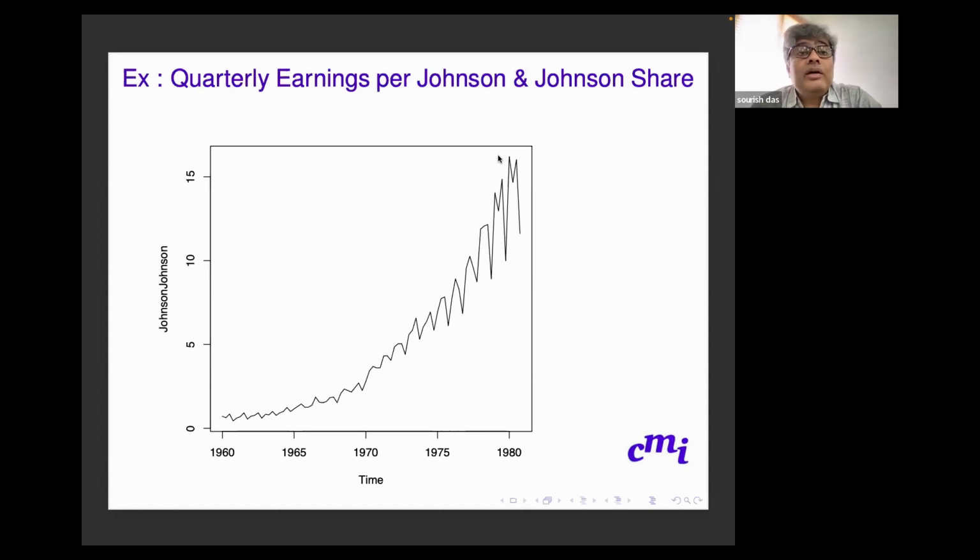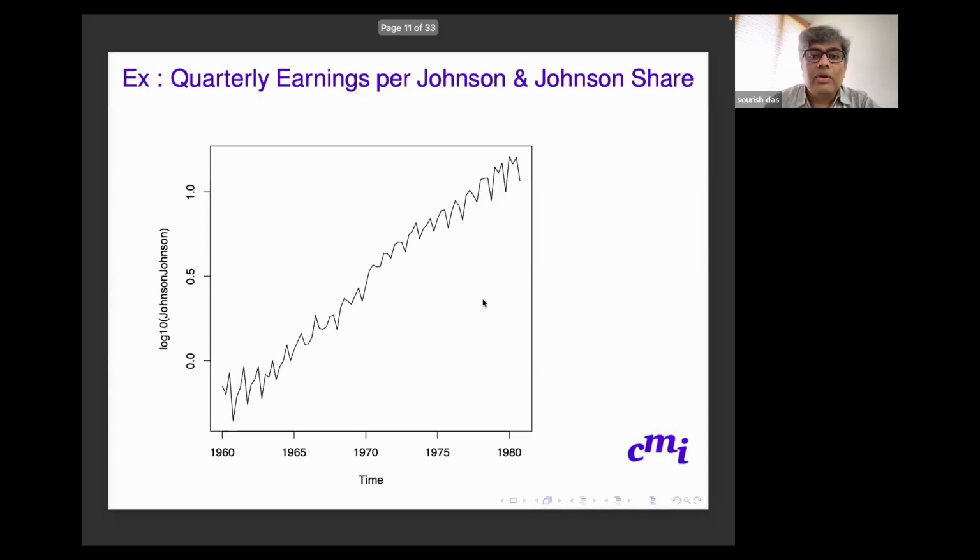Another old data set, quarterly earnings per share of Johnson and Johnson. Again, you see an exponential growth in the economic data. And if you take log base 10 again, it becomes linear.